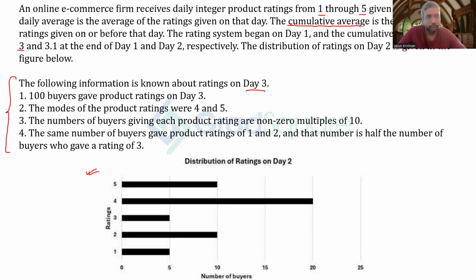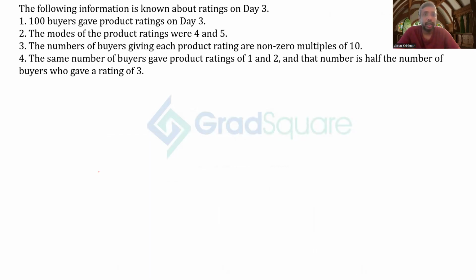Before we get to the questions of this particular set, let me consider the clues of day 3. And let's try to deduce some things about day 3's rating first. So focusing on the clues of day 3, the first clue tells us that 100 buyers gave product ratings on day 3. Perfect. We know the frequency, the total number of people who gave the rating.